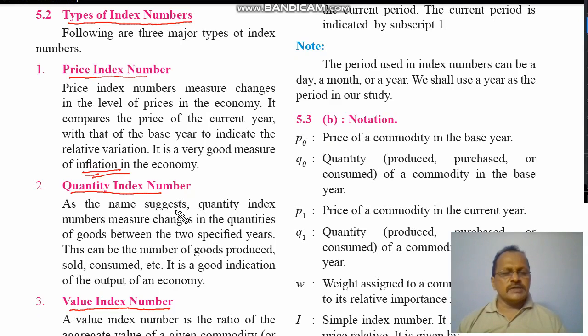As the name suggests, quantity index number measures the changes in quantities of goods between two specified years. This can be number of goods produced or sold or consumed, etc. It is a good indication of the output of an economy.